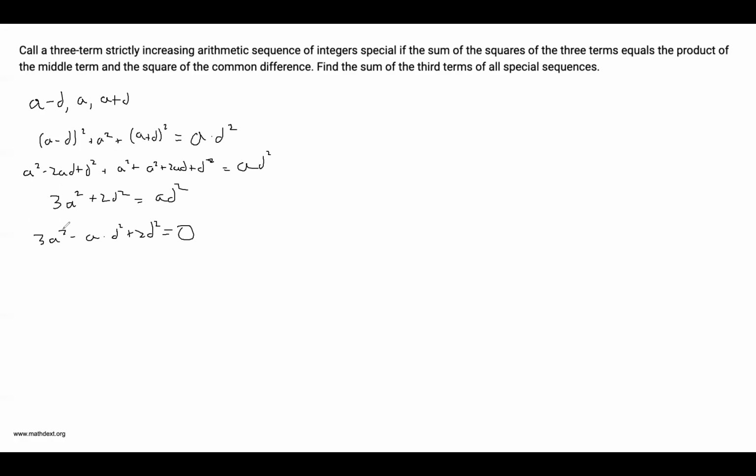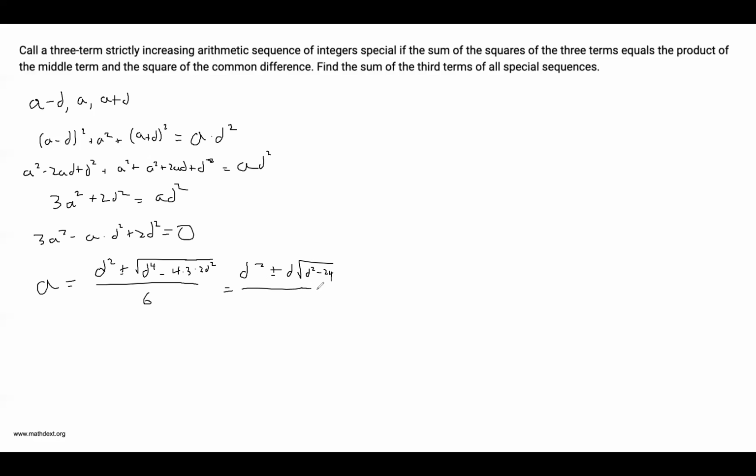And look what we've got here. We've got a quadratic equation with variable a, so we can solve for a using the quadratic formula. a is going to be equal to d squared plus or minus the square root of d to the power of 4 minus 4 times 3 times 2d squared, all over 6. We can simplify that as d squared plus or minus d times the square root of d squared minus 24, over 6.